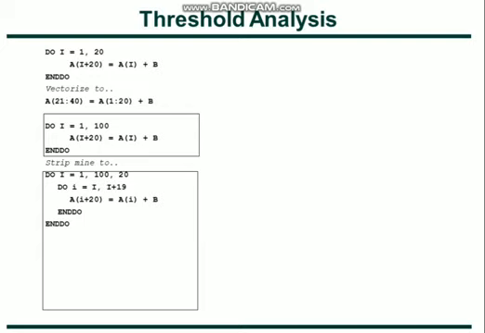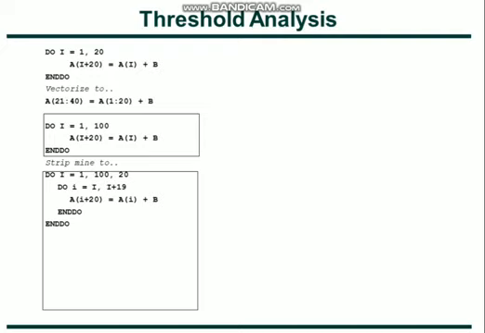Now take another example, the next example given in the box. Do I is equal to 1 to 100, and inside that you have the same statement, a of I plus 20 is equal to a of I plus b. So the statement is the same. Here again the distance between source and sink is 20, that is, the threshold is 20.